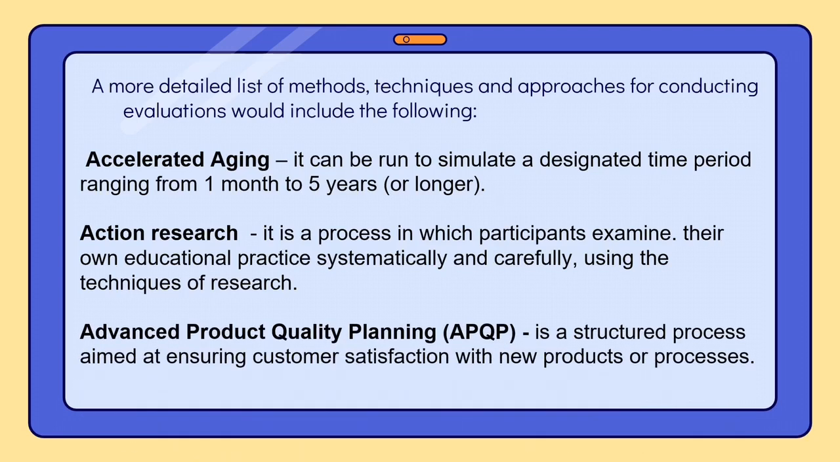Next is Advanced Product Quality Planning or APQP. APQP is a structured process aimed at ensuring customer satisfaction with new products or processes. From the word itself, customer satisfaction. So, ang goal nito ay yung product quality planning is to facilitate communication with everyone involved to assure that all required steps are completed on time.